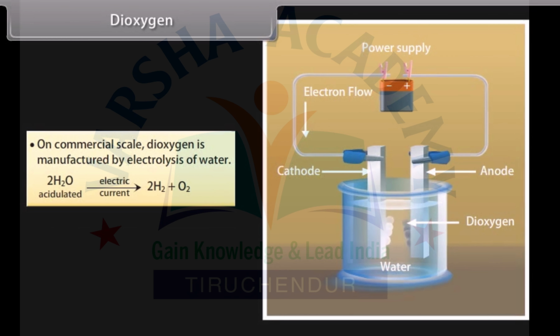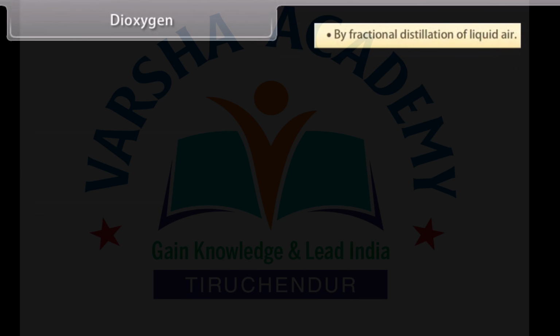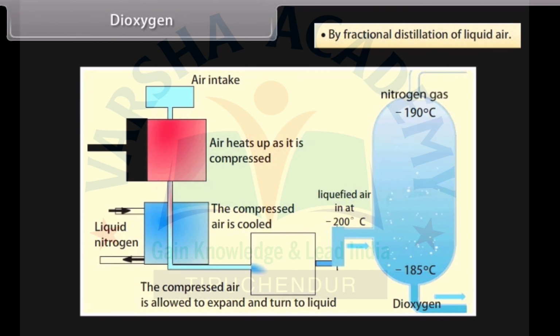On commercial scale, dioxygen is manufactured by electrolysis of water, by fractional distillation of liquid air. When liquid air is distilled, nitrogen with lower boiling point distills out first, leaving behind practically pure dioxygen.